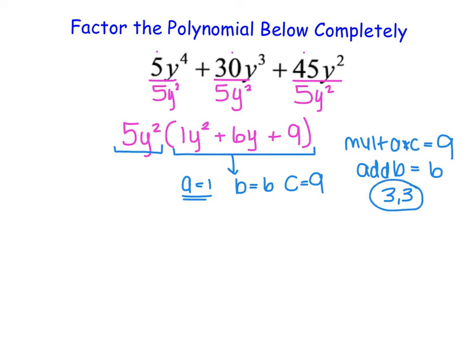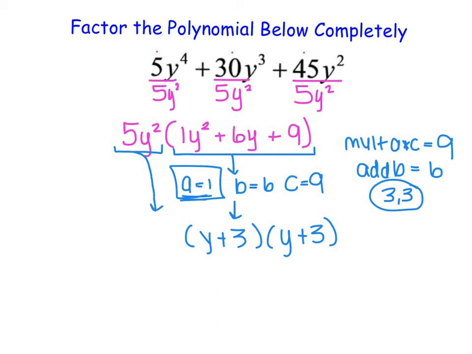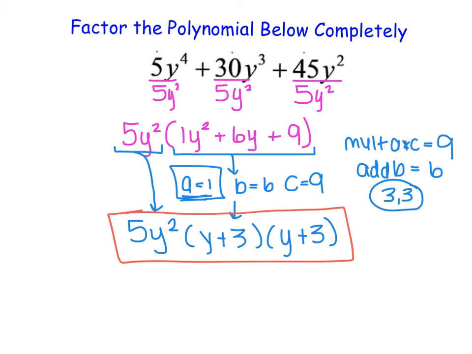Now, because our a value is equal to 1 here, we know we can use our shortcut and factor this to be y plus 3 times y plus 3. So remember that a value shortcut is really helpful because if a is 1, we can really quickly factor this polynomial further. Now, we can't forget that we factored out a greatest common factor to start, so we need to bring that 5y squared back down into the problem. But at this point, we have now fully factored our polynomial.